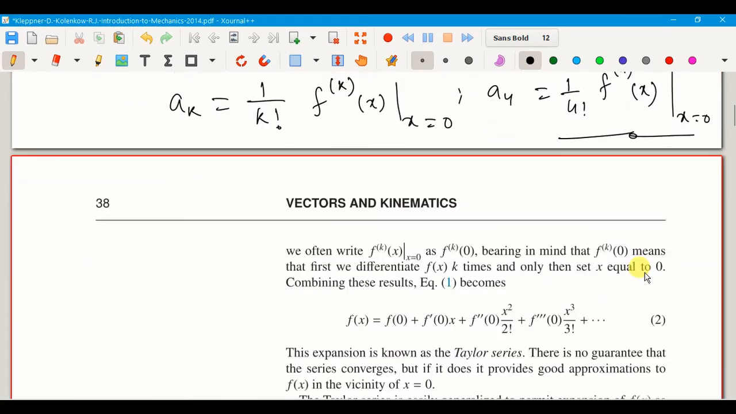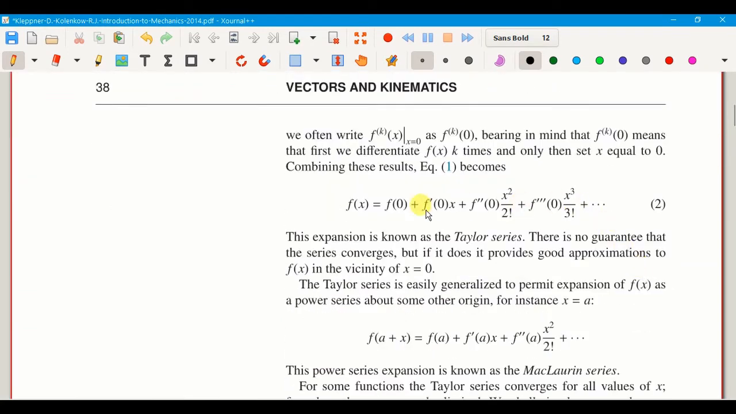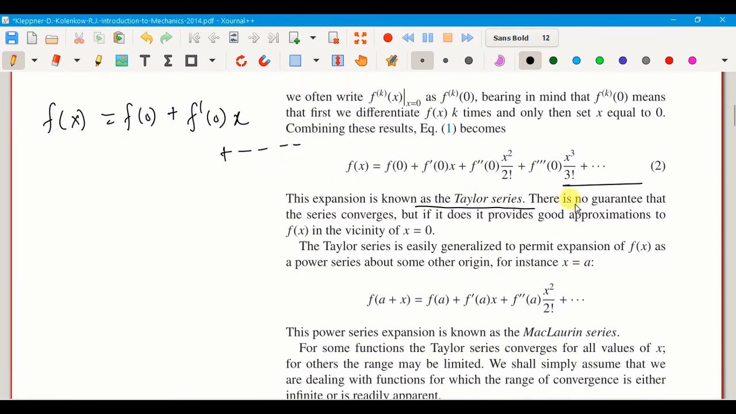So we have the following structure, x is equal to 0. We know this is the Taylor series expansion. So we can write here f(x) is equal to f(0) plus f'(0) x, and so on and so on, similar to equation 2. There is no guarantee that the series converges, but if it does, it provides good approximations to f(x) in the vicinity of x equal to 0.